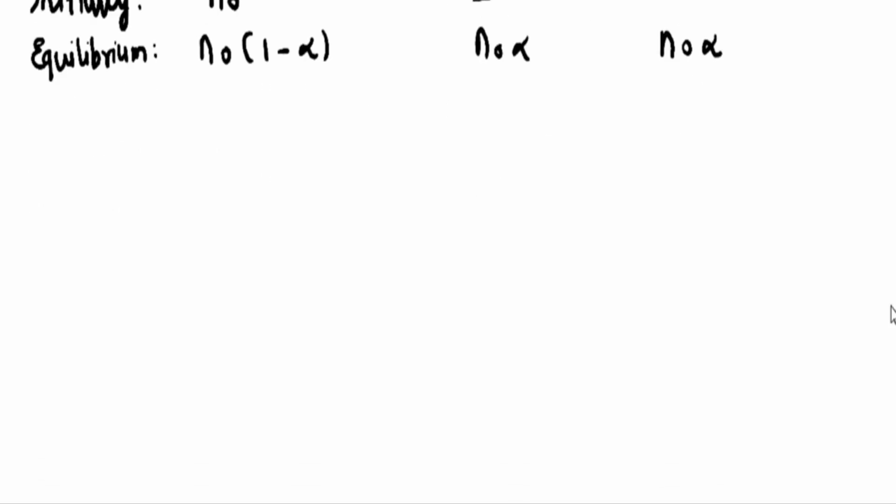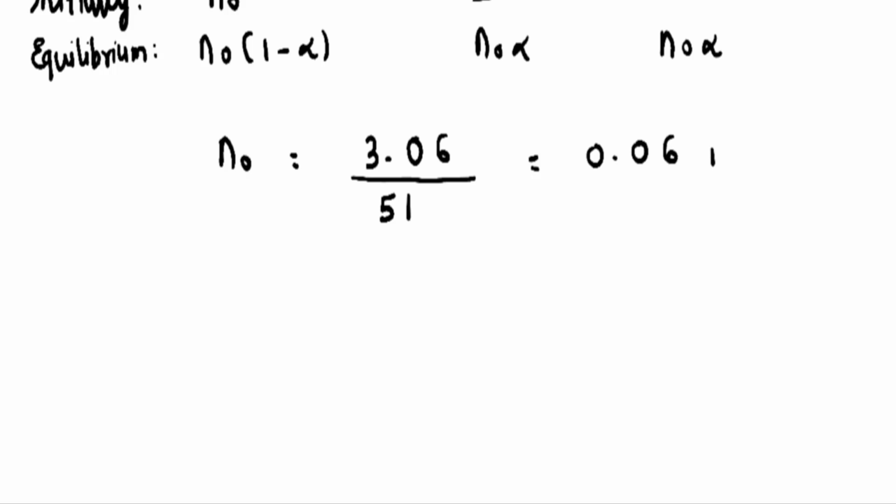So let us calculate N0 first. N0, which is the initial moles of NH4HS taken, will be equal to 3.06, the mass of NH4HS taken, divided by the molar mass of NH4HS, which is 51. So it will be equal to 0.06 mole.